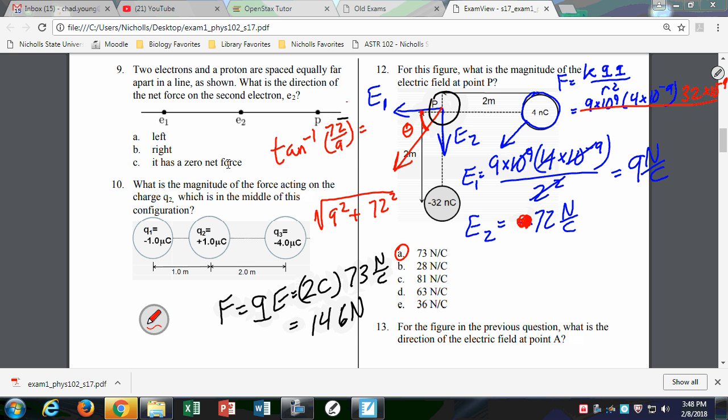2 root 2, is that what you said? Yeah. The square root of 2 squared plus 2 squared. Whatever, it's 3 point something. No, 4. It's 8. Whatever. So that's how you would find the force.